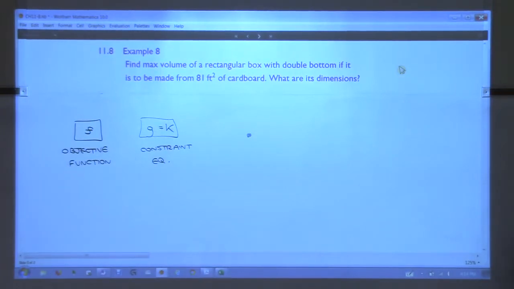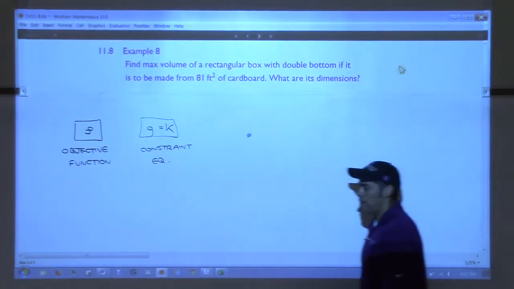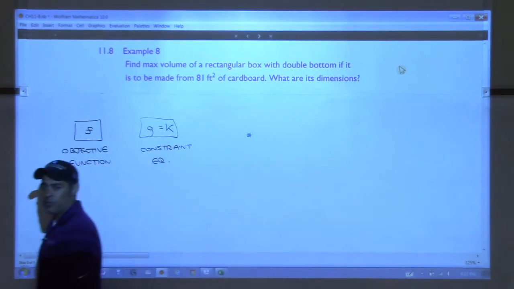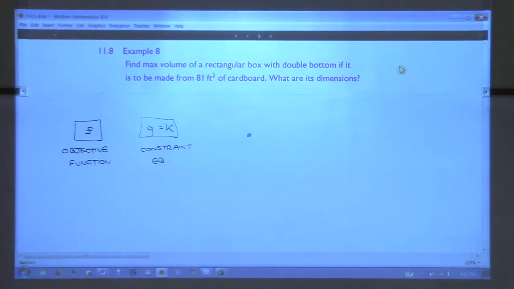So think of it like a cardboard box. You have 81 square feet of cardboard to work with. You've got to make this thing out of that 81 square feet, and you have to have a double bottom, and it does have to have a top, sides, front, double bottom, top. Can we come up with the maximum volume possible from that? So I think you should maybe draw a picture first, right, of a box.